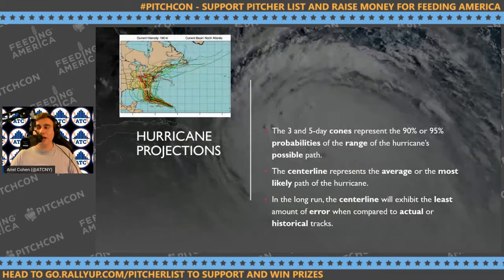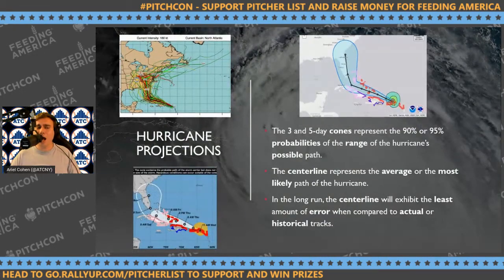Those hurricane projections we're talking about here, again, these are 3 and 5 day cones, and they represent some probability range. 90% of the time it's going to land here, but that center line is going to be the most likely path.